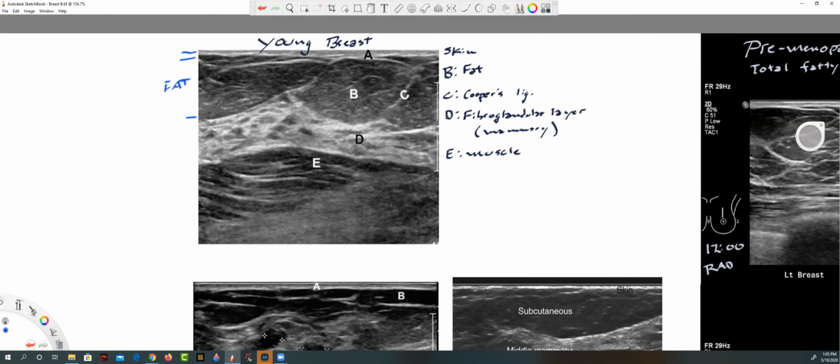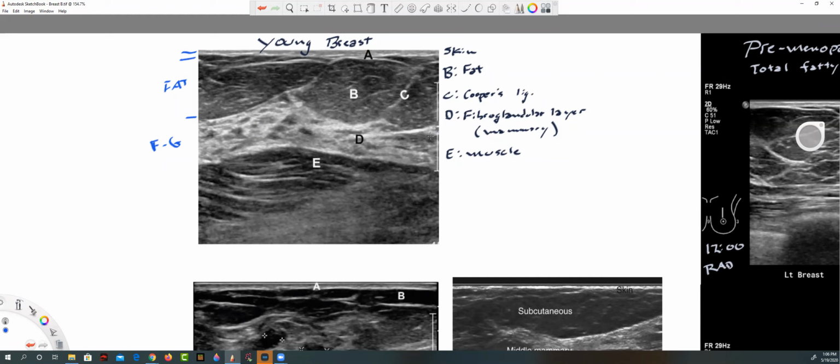So we have a fat layer. We have Cooper's ligaments going through. Those are Cooper's ligaments going from the skin down to the fibroglandular layer, and even beyond the fibroglandular layer, but we're not seeing any of those right now. And here's our fibroglandular layer.